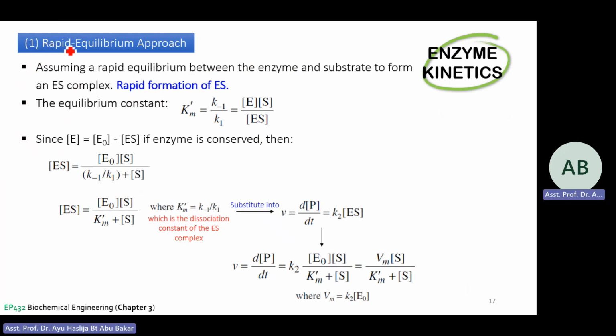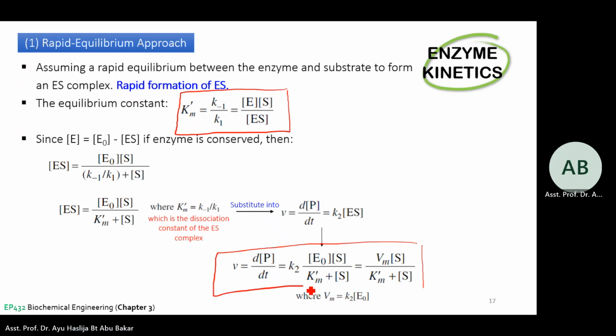Now for the first case of MM, the rapid equilibrium approach. This is the equation that you need to know. Km here is the Michaelis-Menten constant. From the original equation, the V, dP/dt, all those things, this is the finalized version. V here is the rate of product formation. Vm is the maximum. M here denotes maximum.